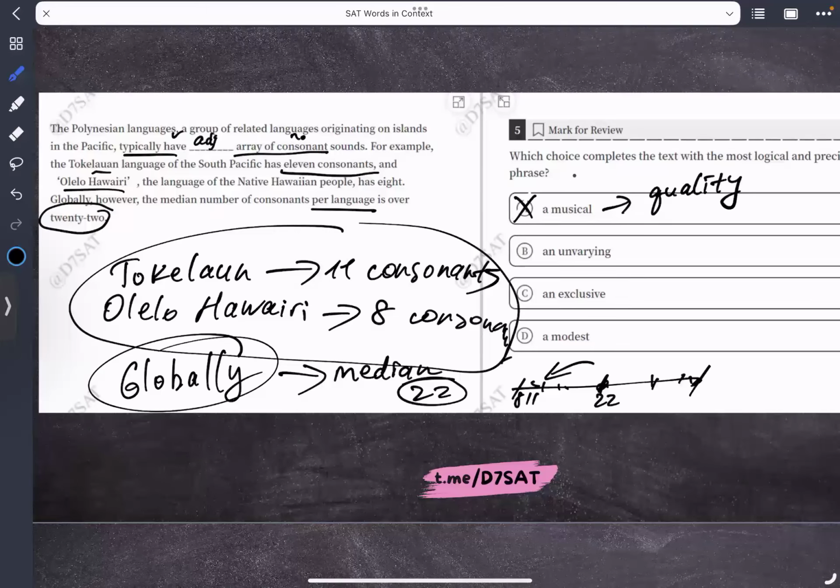A option is out. Unvarying means unchanging. So varying means a changing one, and unvarying means also unchanging. It means stable. Again, we are not looking for something that means stable. So this option is also out.